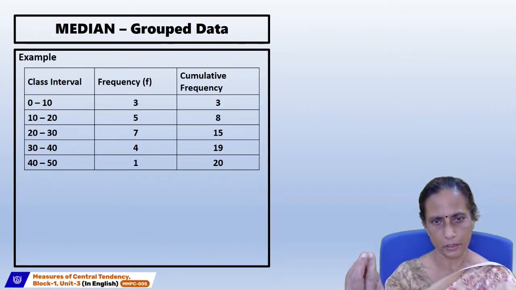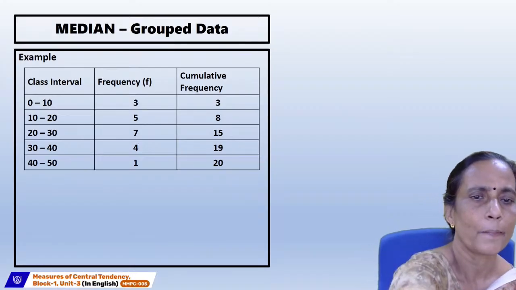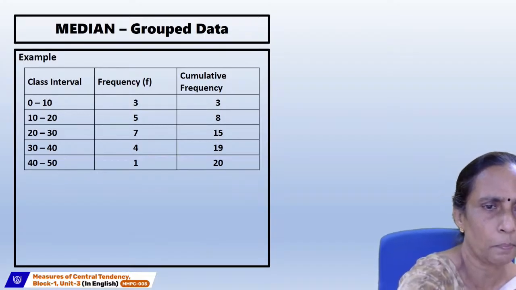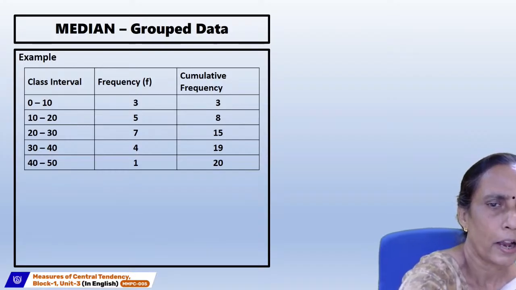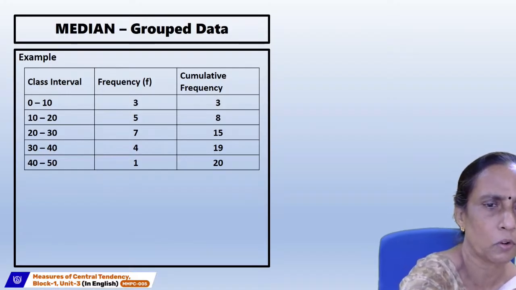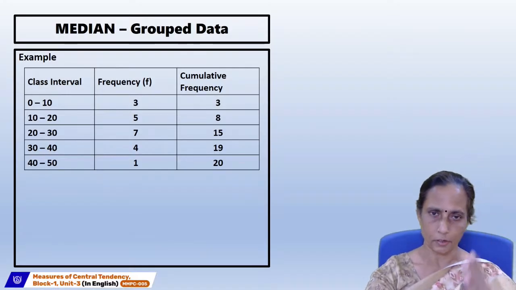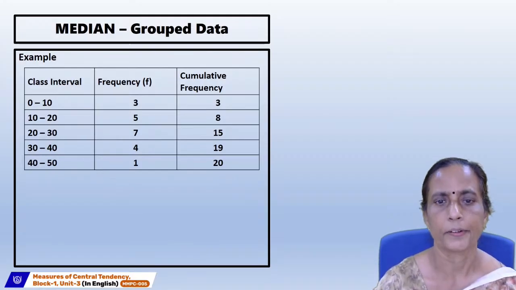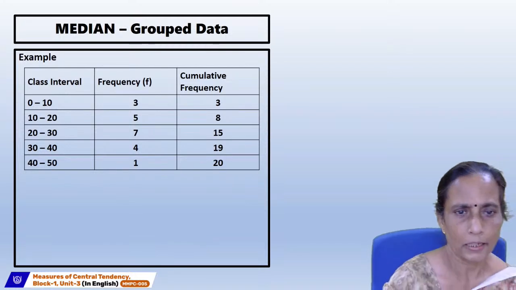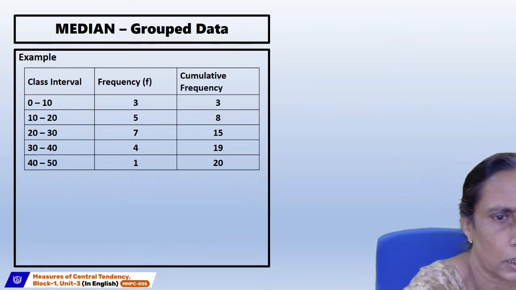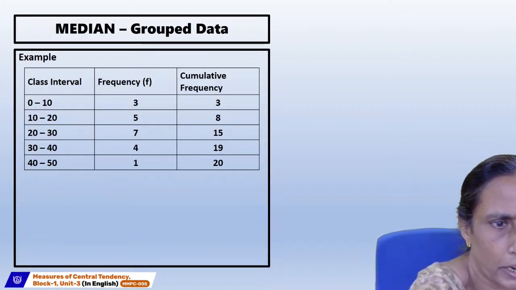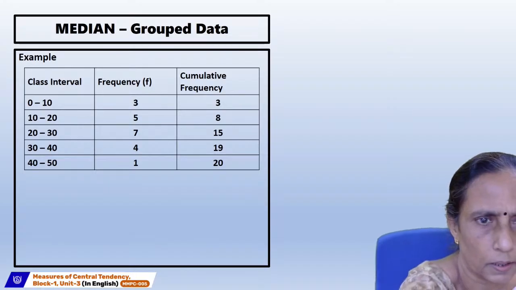And yesterday we were studying how we can calculate it. That is 3, and the cumulative frequency of 10-20 will be 3 plus 5 is 8, and 8 plus 7 is 15, 15 plus 4 is 19, and 19 plus 1 is 20. This is our cumulative frequency, and this is where we are having the maximum number of observations. So you may say this is your median class, 20-30.